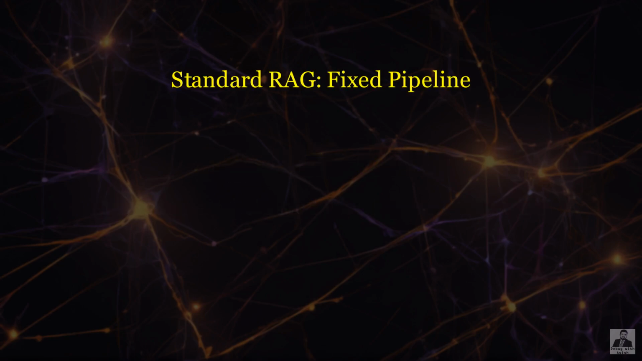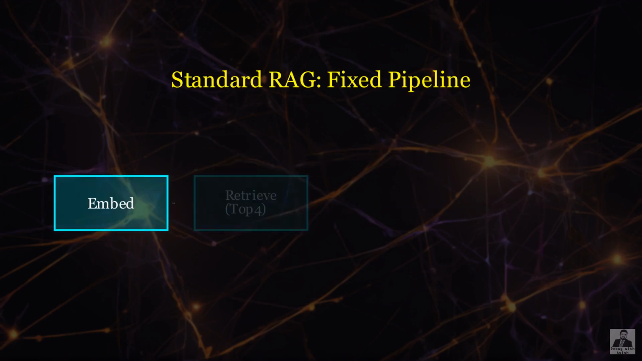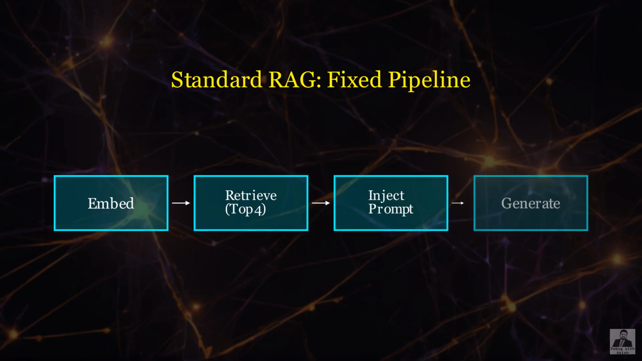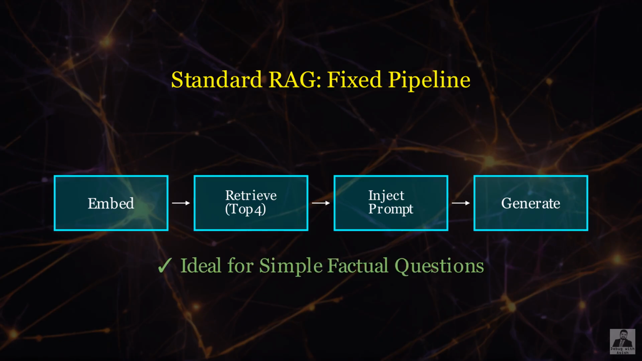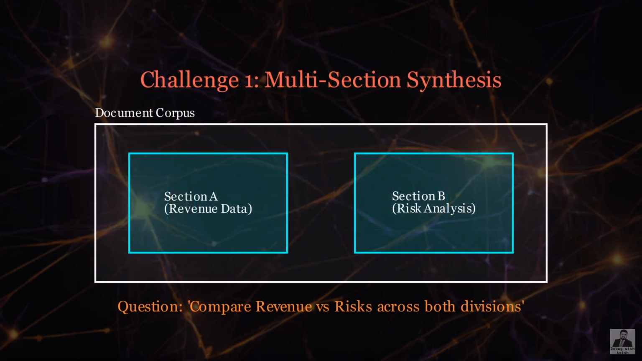Standard RAG follows a fixed script. Embed the question, retrieve the top 4 chunks, inject them into the prompt, generate an answer. This works well for simple factual questions. But what about a question that requires information from 2 different sections of your corpus?